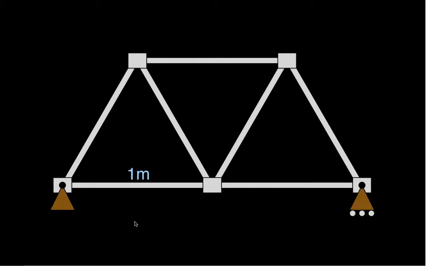Each member is 1 meter long, which means that every angle in the truss is 60 degrees. So our truss is made out of equilateral triangles. And let's suppose that we have a load at the very center of the truss of 1 kilonewton.